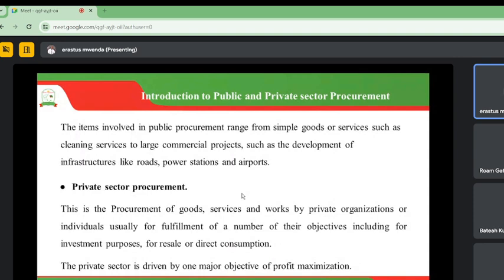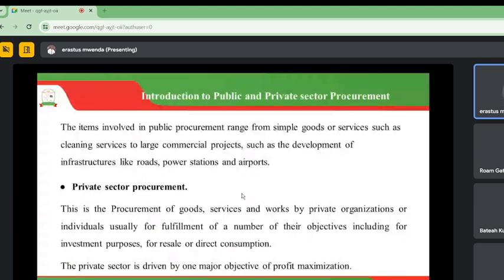And the other one is private sector procurement. The previous two slides, we were focused more on the public sector. So whatever is here is the private sector. This is procurement done by private organizations or individuals, usually for fulfillment of a number of objectives. So it could be for investment purposes, it could be for resale or direct consumption of certain goods.